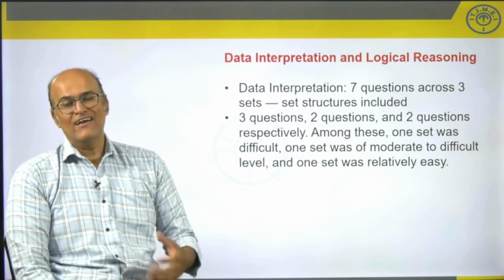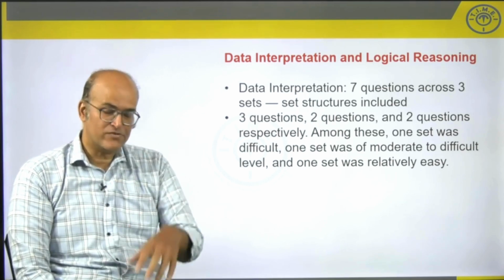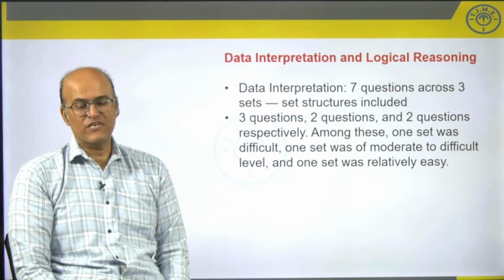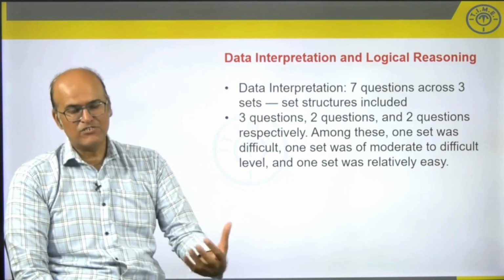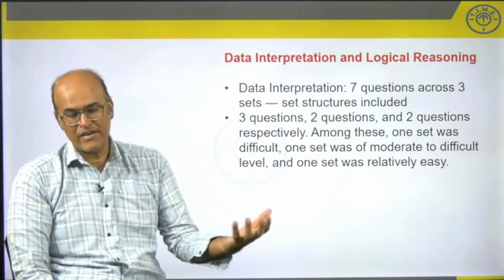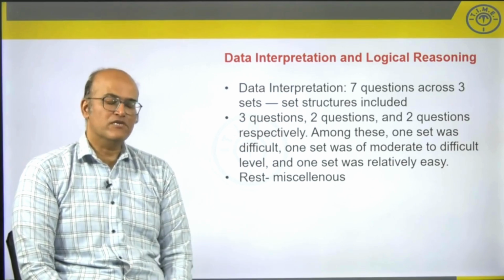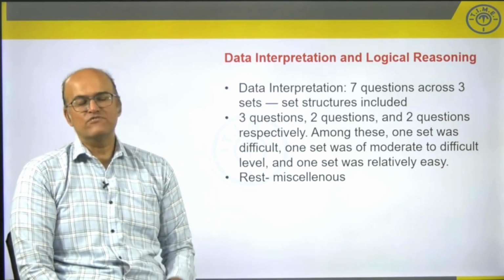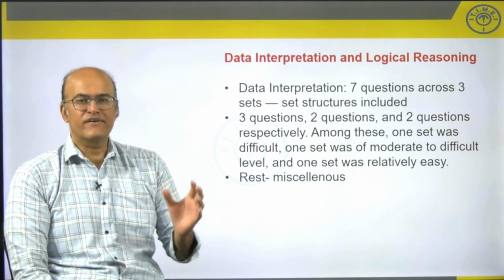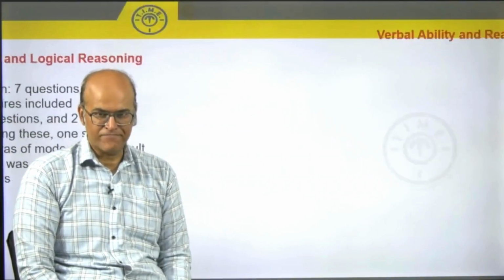They were based on line chart, bar graph, and so on. There was one set based on tabular form of representation of data also. And of these, you can probably say one set was marginally difficult, the other one was moderate, and there was one which was very much straightforward. So the remaining questions, we can classify them as miscellaneous variety. All in all, I would say this section was very much doable, and in terms of difficulty level, it can be said it is on par with last year's DILR section.